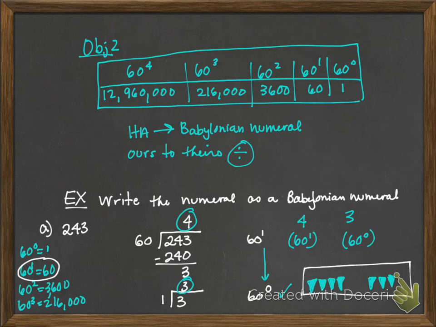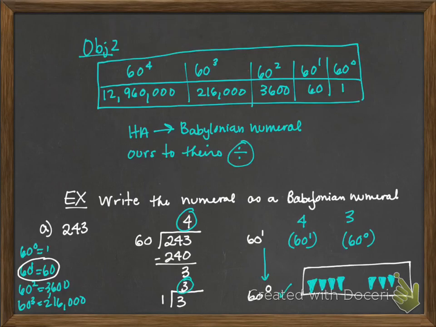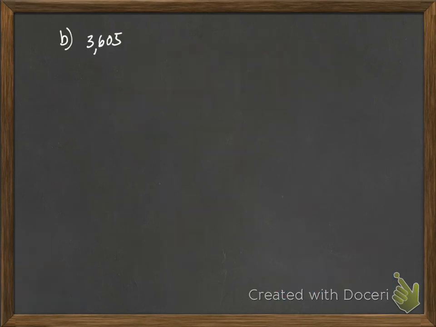Okay, let's do part B. For part B, same directions: write the numeral as a Babylonian numeral, and it's 3,605. Once again, write down each position. We have 60 to the 0, that's 1. 60 to the first, that's 60. 60 to the second, that's 3,600. 60 to the third is 216,000.